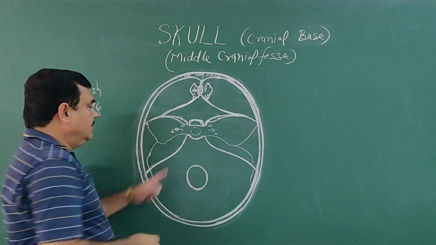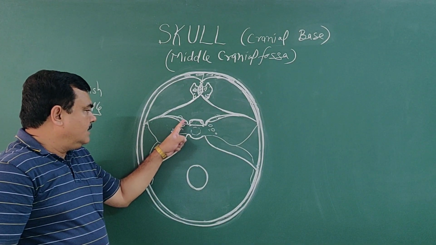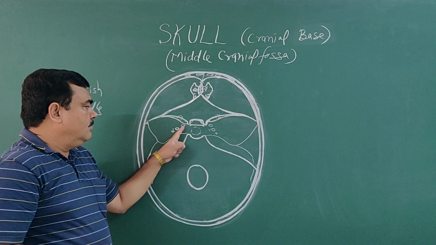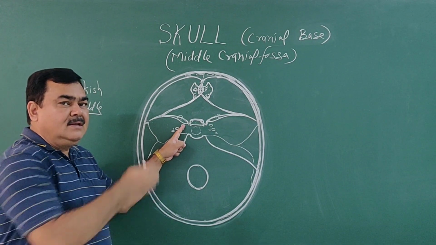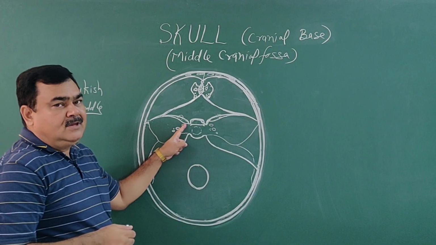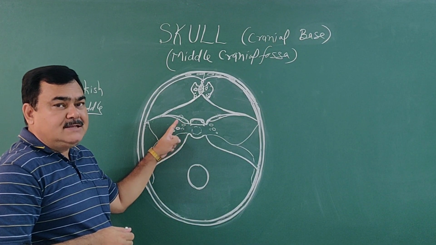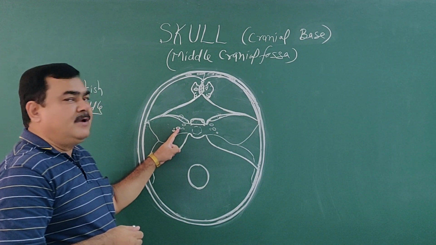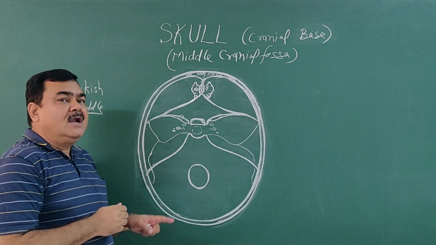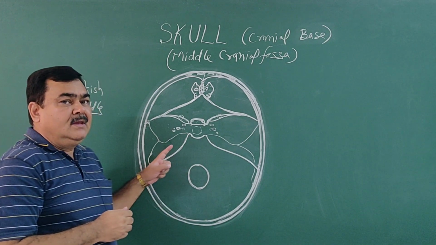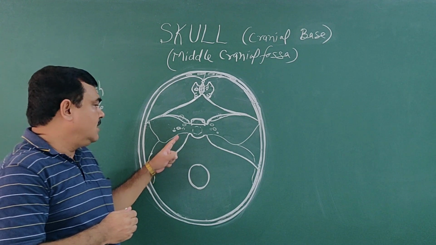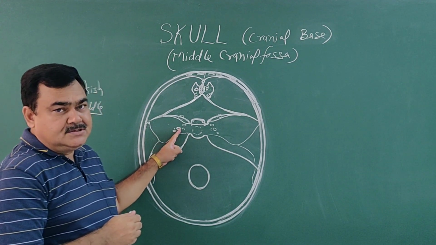So from here, this is the superior orbital fissure, and the foramen rotundum. The foramen rotundum leads anteriorly into the pterygopalatine fossa. Through this, the maxillary nerve passes. This is the foramen ovale. It leads to the infratemporal fossa, and through this the mandibular nerve, accessory meningeal artery, lesser petrosal nerve, and emissary vein pass.